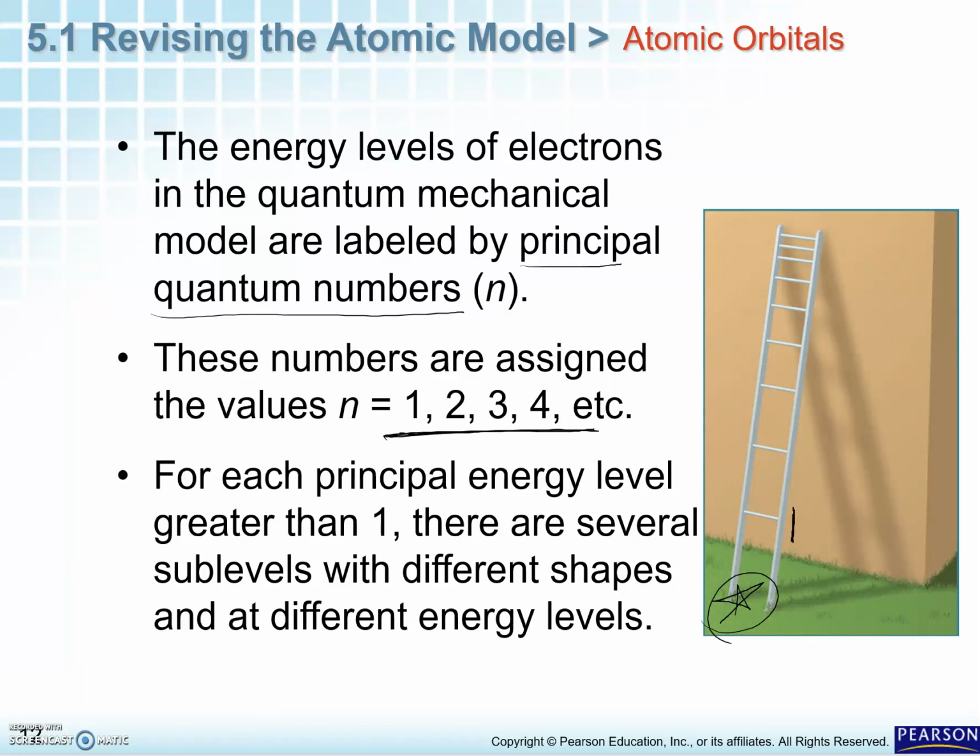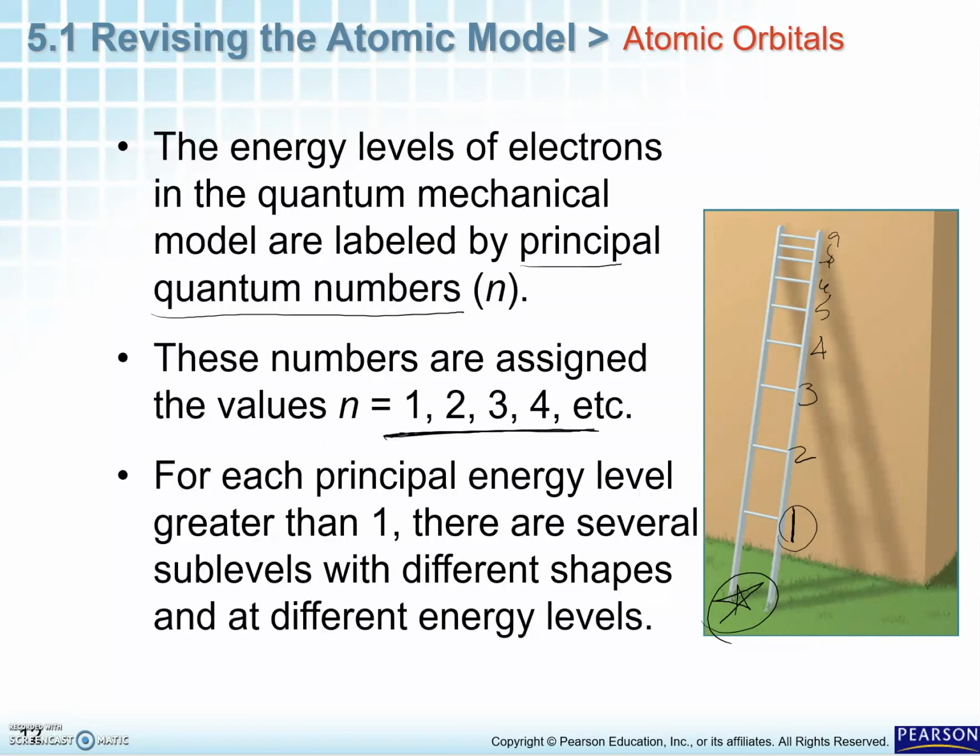So if we were to label our ladder here, you see the bigger the number, the farther away I get from my nucleus or the ground. So principal quantum numbers for an atom are the same thing. The closer you are to the nucleus, the lower your number is.